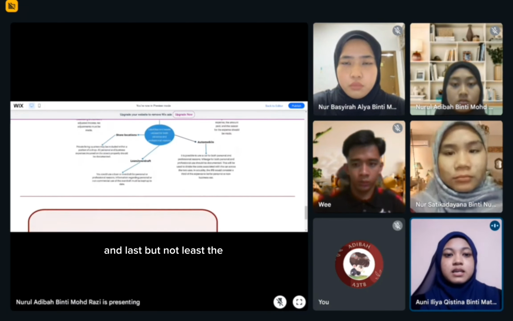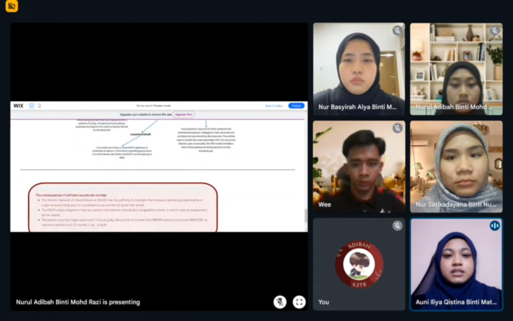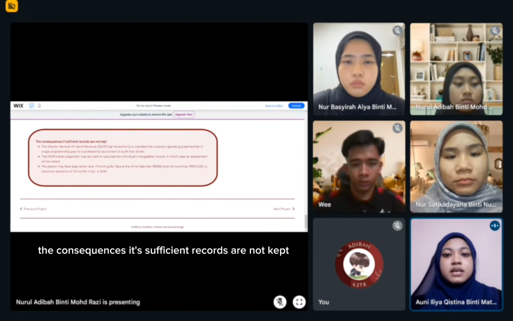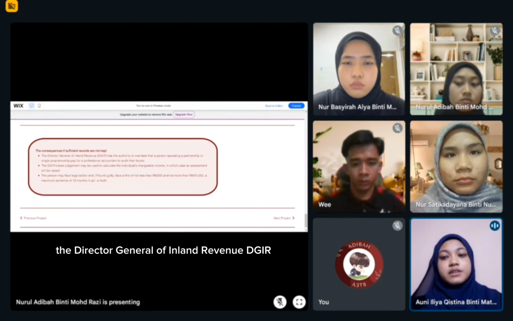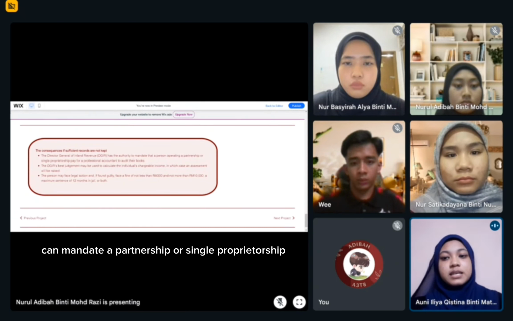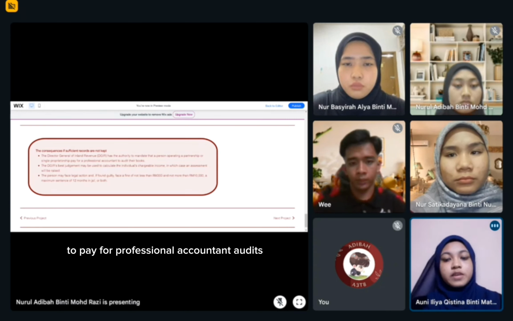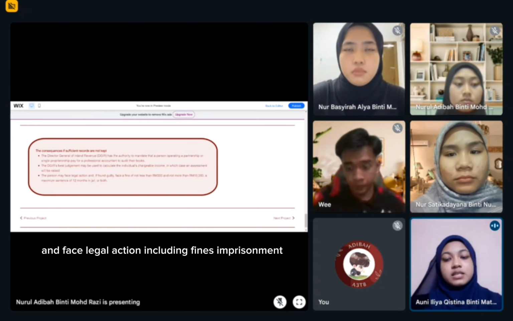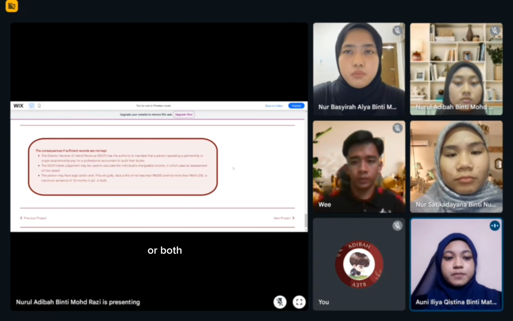Last but not least, the consequences if sufficient records are not kept. The Director General of Inland Revenue (DGIR) can mandate a partnership or a single proprietorship to pay for professional accountant audits on chargeable income, and face legal action including fines, imprisonment, or both.